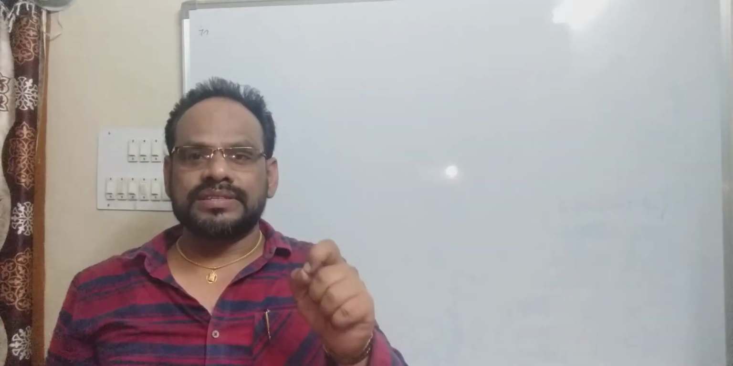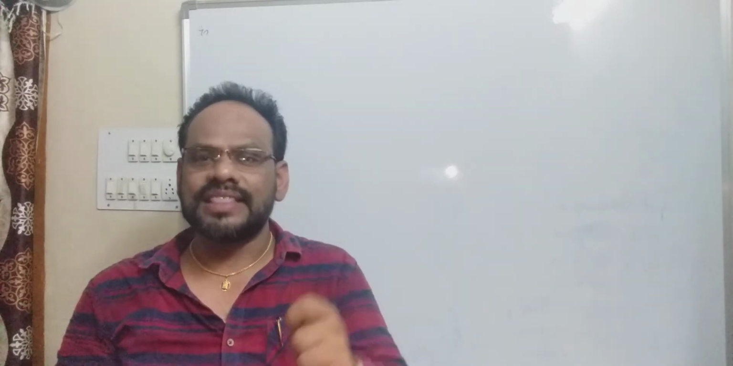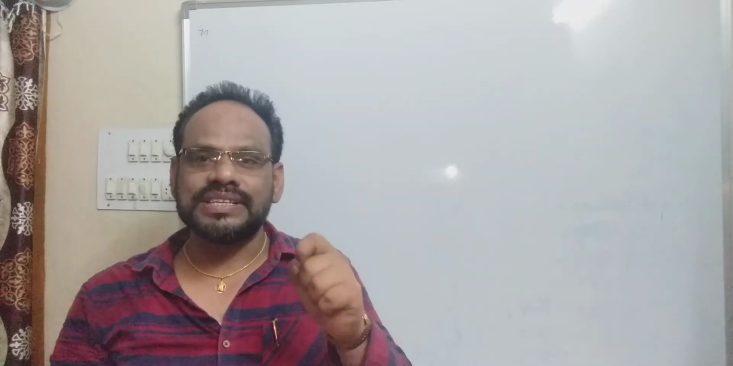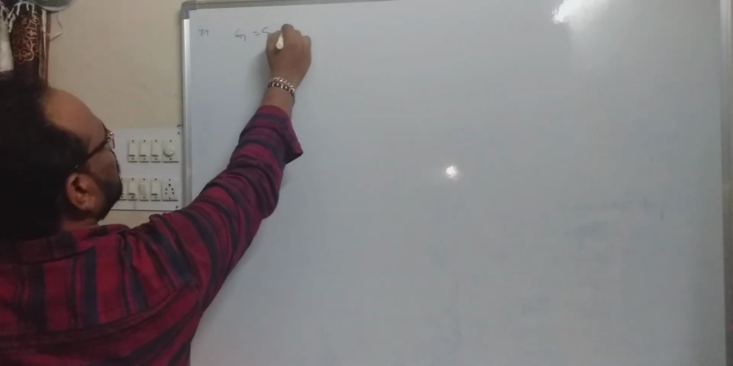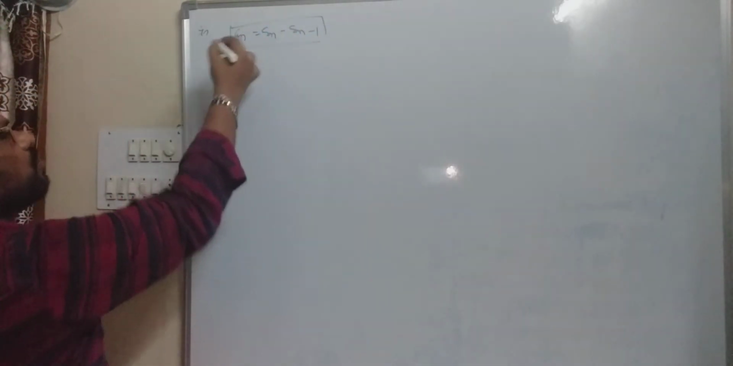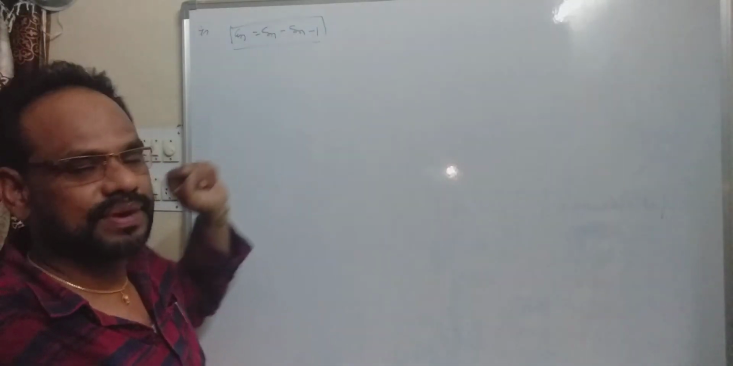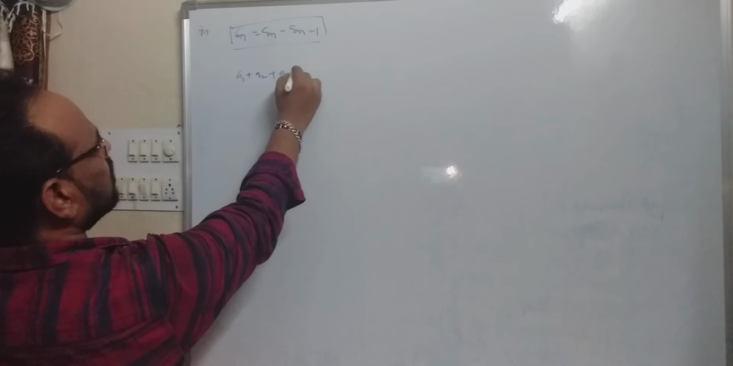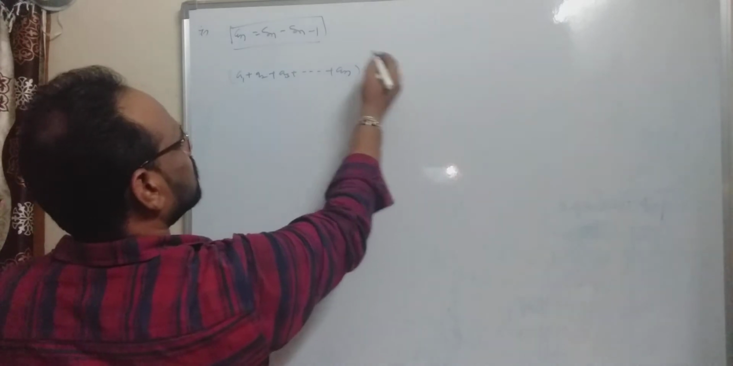If sum of first n terms is given, that means Sn is given, then their nth term is, that means an is nothing but an is equal to Sn minus S(n minus 1). Very, very important property. If sum of first n terms is given, how to find their nth term? an is equal to Sn minus S(n minus 1). How? Sn means a1 plus a2 plus a3 plus and so on plus an, minus S(n minus 1), which means sum of first n minus 1 terms.